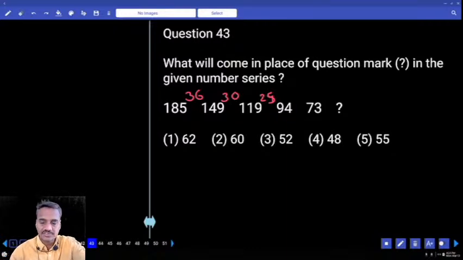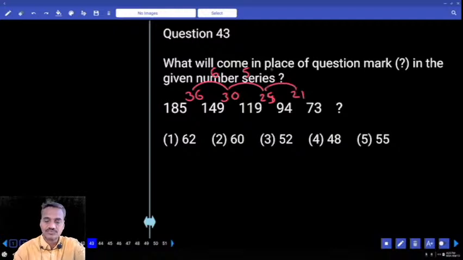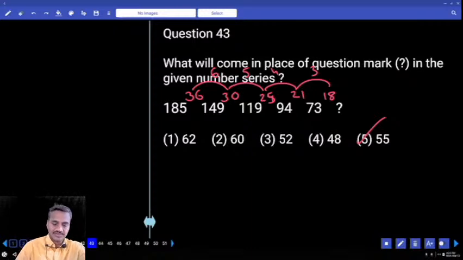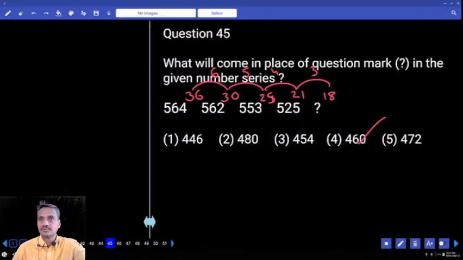Now 94 and 73, the difference is 21. Now 36 and 30, difference is 6. Here the difference is 5. Here the difference is 4. 6, 5, 4, next difference is 3. Now 21 minus 3, 18. And 73 minus 18, what is the number you have? 45 or 55? 55, choice 43.